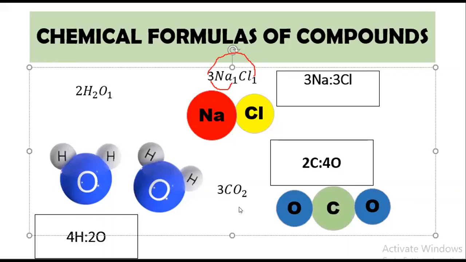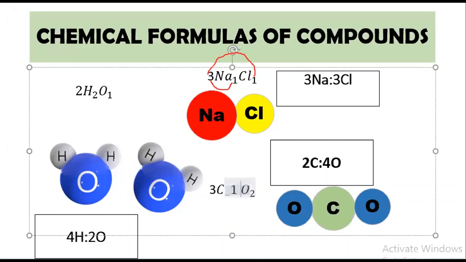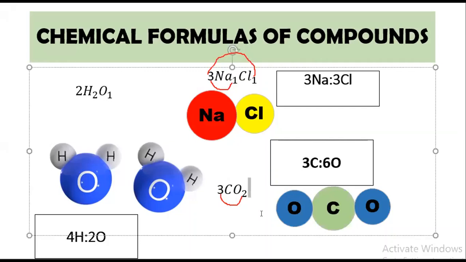If I put a 3 before carbon, all right, how many carbon atoms do I have now? Remember that I have an imaginary one always next to the carbon. So now I have 3 carbon atoms, and I want you guys to tell me how many oxygen atoms do I have. So I take 3 and I times it by 2, and I have 6. Excellent, Maria. Well done. So this is the amount of atoms I'll have in the end.